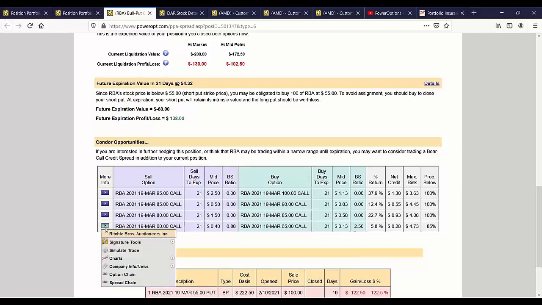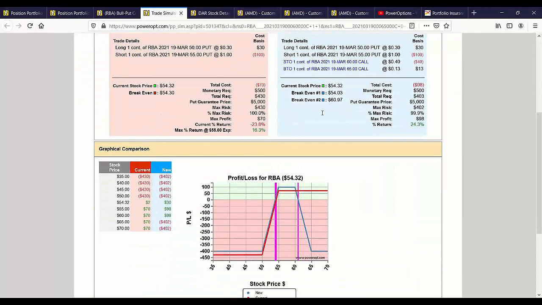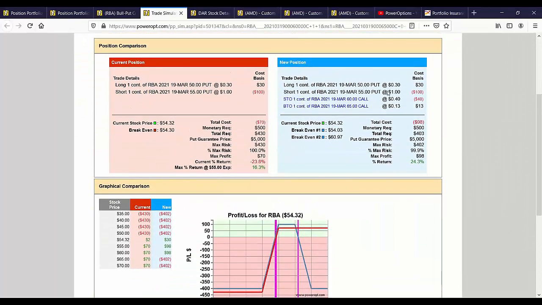So this Condor wouldn't work for me. Let's just simulate it to see what it looks like. So if it comes back up, in this case, and is trading between 55, where I get the 70 cents, and still below 60, we'd make a decent return of 98 cents as opposed to a profit of 70.